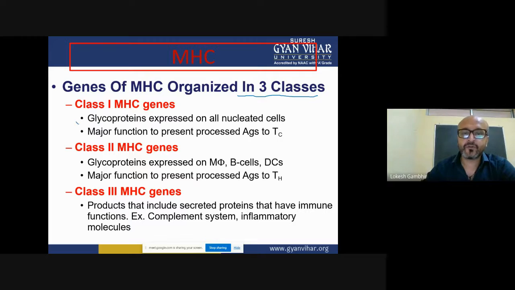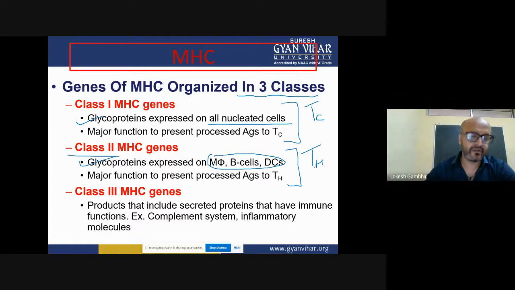Class 1 codes for a glycoprotein which is expressed in all the nucleated cells. Its major function is to process the antigen and present it to the cytotoxic T cell for cell-mediated immunity. Class 2 is again a glycoprotein, present in macrophages, B cells, and dendritic cells, and its main function is to activate the helper T cells.